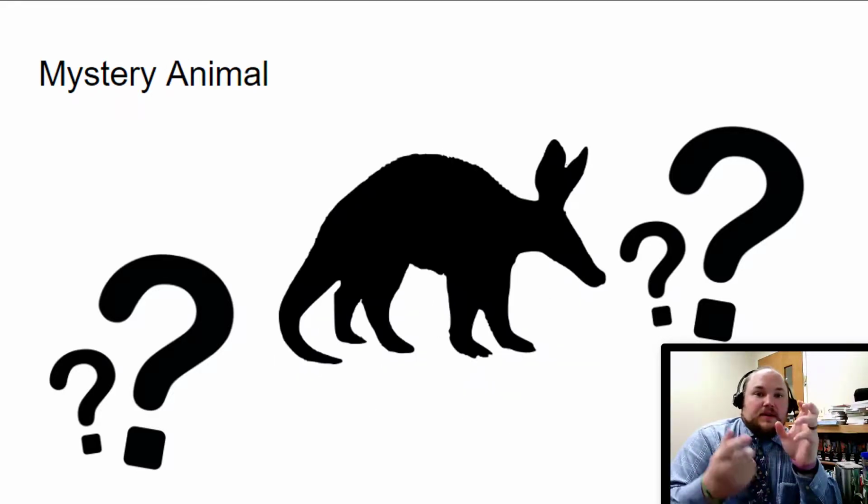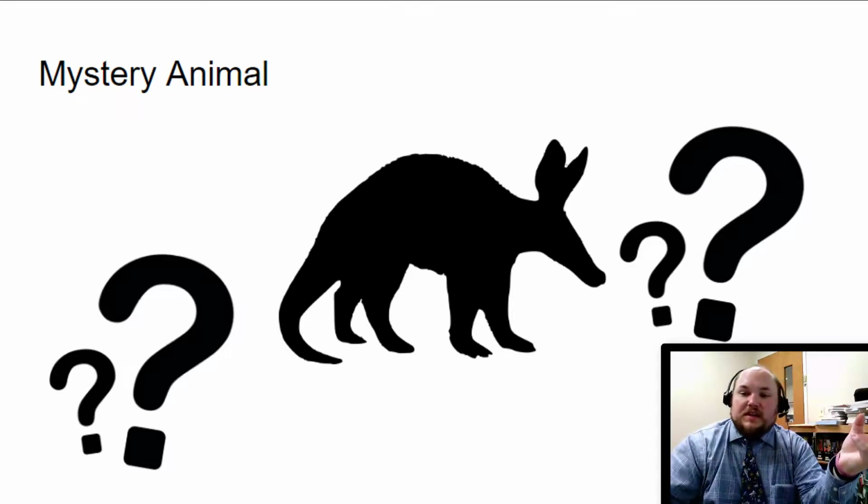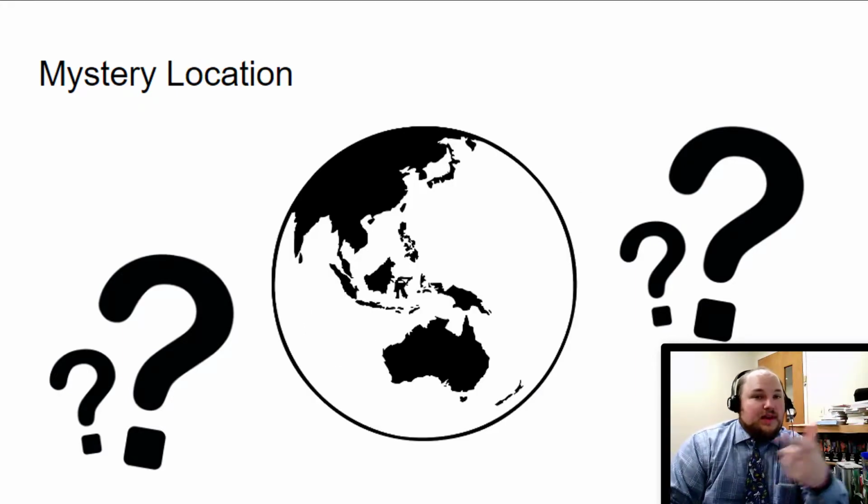The next one we'll talk about is mystery animal. Same deal. You pick an animal, another class picks an animal, and maybe based on what you're talking about in class in that unit, you know, maybe you're doing mammals, maybe you're doing reptiles, whatever. You ask questions back and forth till somebody gets one. Mystery location, same kind of deal. Your class picks a location, the other class picks a location. You go back and forth asking until somebody gets one.